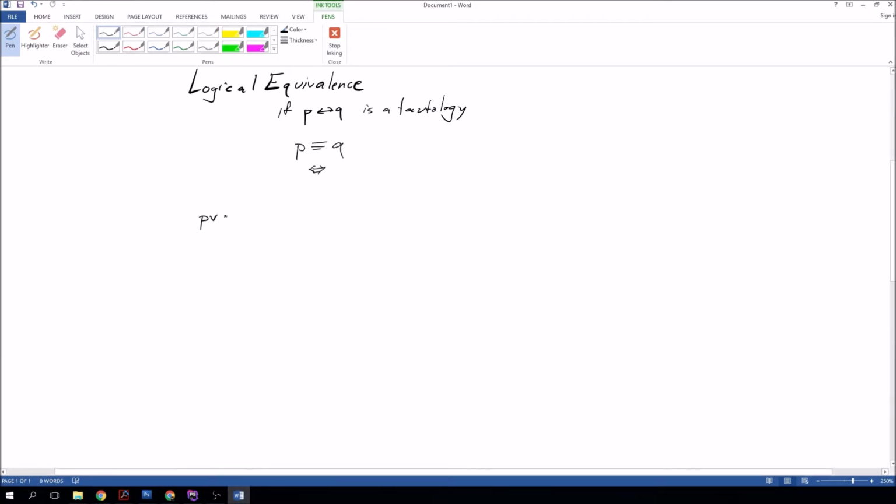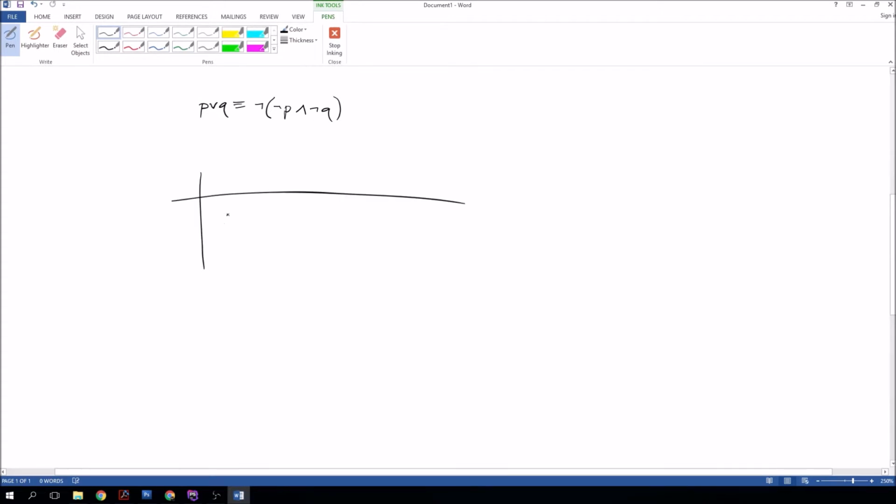So let's say we have P or Q, the statement P or Q is logically equivalent to the statement not P and not Q. So let's quickly go ahead and draw out our truth table. So we'll have P, Q, not P, not Q, not P and not Q, not P and not Q, and P or Q. The order doesn't matter in the truth table as long as you're comparing the correct columns, P or Q, and not P and not Q.